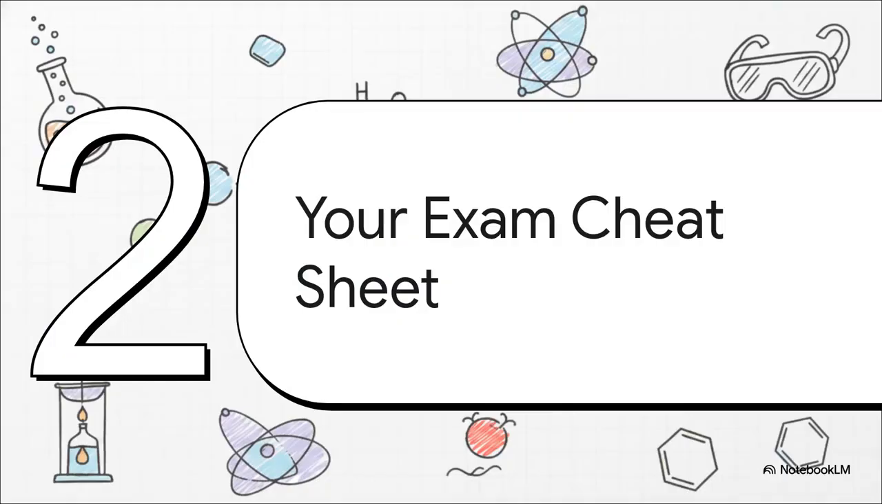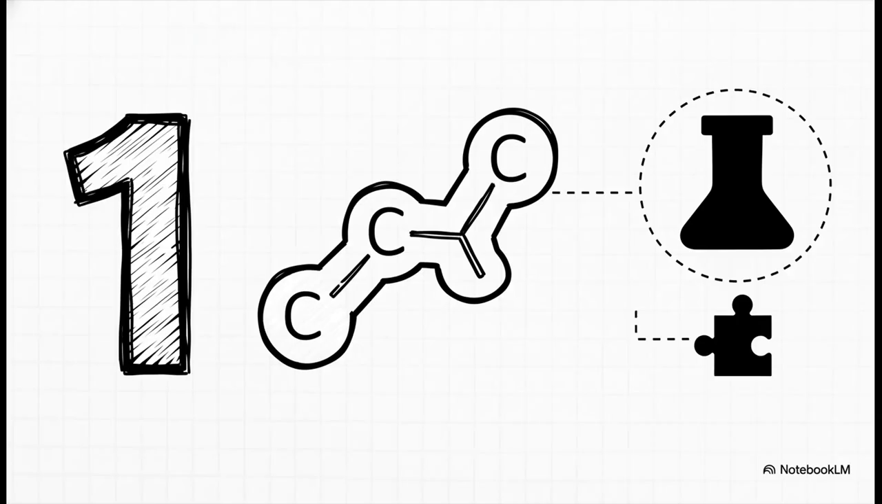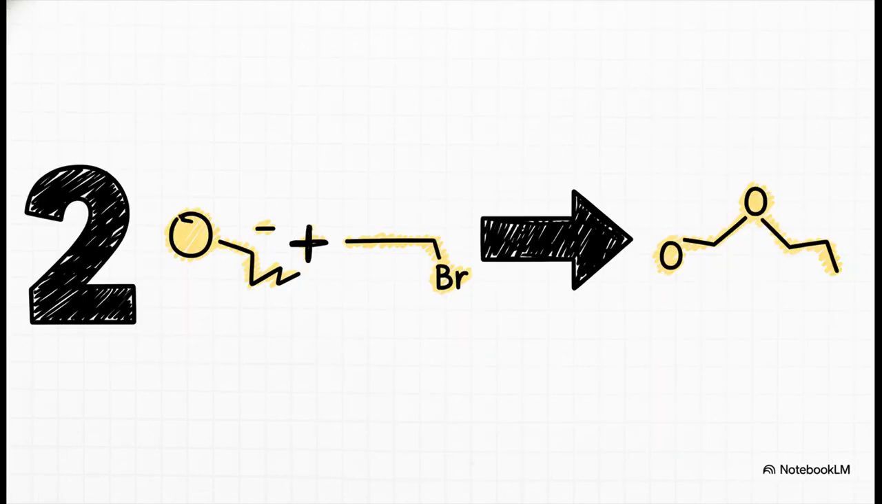Okay, wow, we have covered a lot. So let's boil it all down to a final rapid-fire exam cheat sheet. If you only have a minute to review, these are the 3 points you absolutely must remember. Number 1, naming. Just focus on that IUPAC rule. The longest chain is your base name. The shorter chain plus the oxygen is your alkoxy prefix. That's it. Got it?